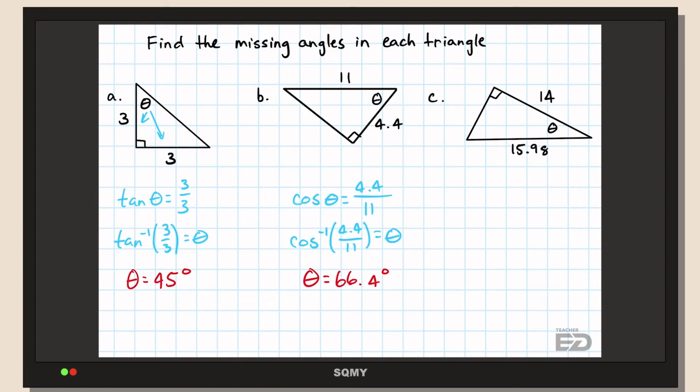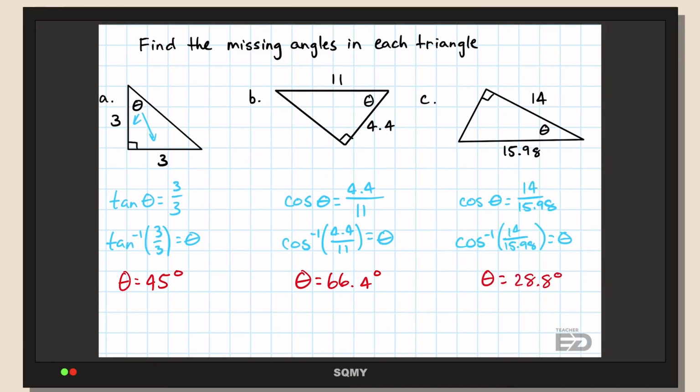Go ahead and try C by yourself. Push pause if you need more time. The answer for theta here is 28.8 degrees.